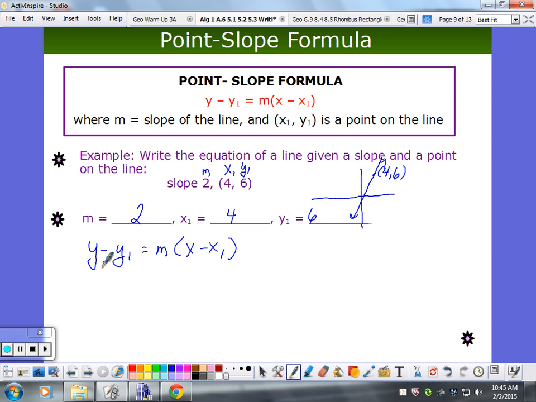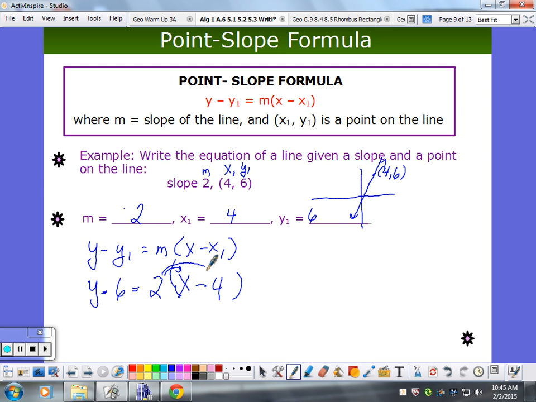So what is y1? 6. That goes here. What's m? No, m is 2. x minus what's x1? 4. This is the point slope equation of the line. Usually we don't use this form. How do I get it back into slope intercept form? What do you think I can do?